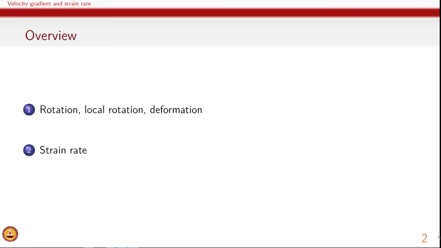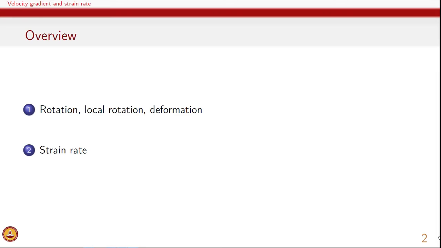In the previous few lectures, we have got some ideas about what stresses, strains and strain rates are in the material system. In this segment, we will look at the velocity gradient and then the strain rate associated with a precise definition. We will also look at the difference, because the velocity gradient contains information about rotation as well as deformation.